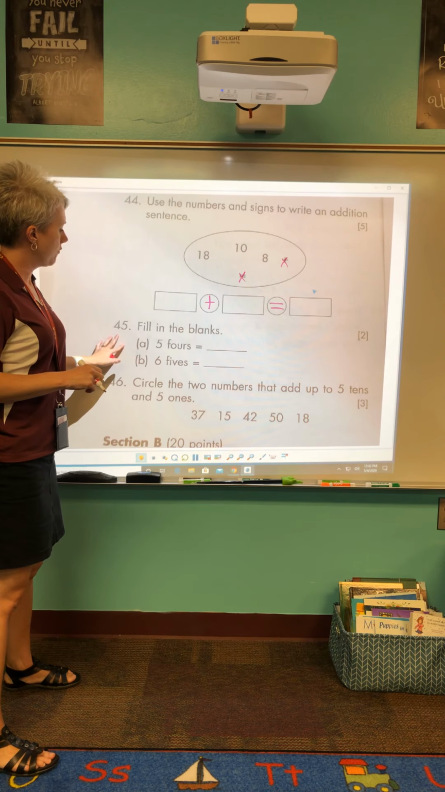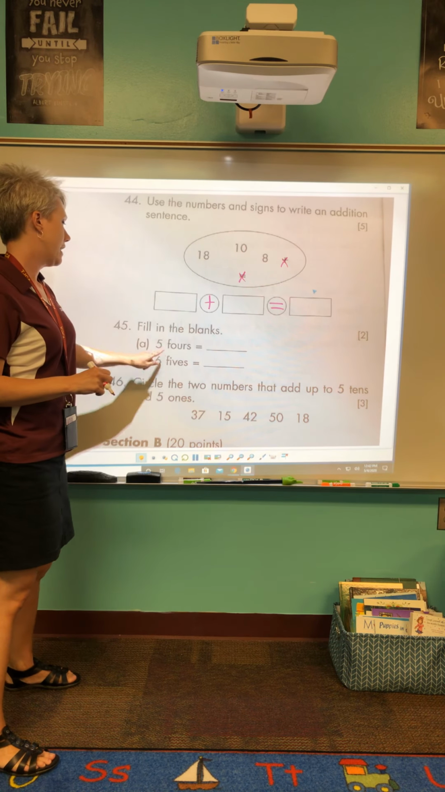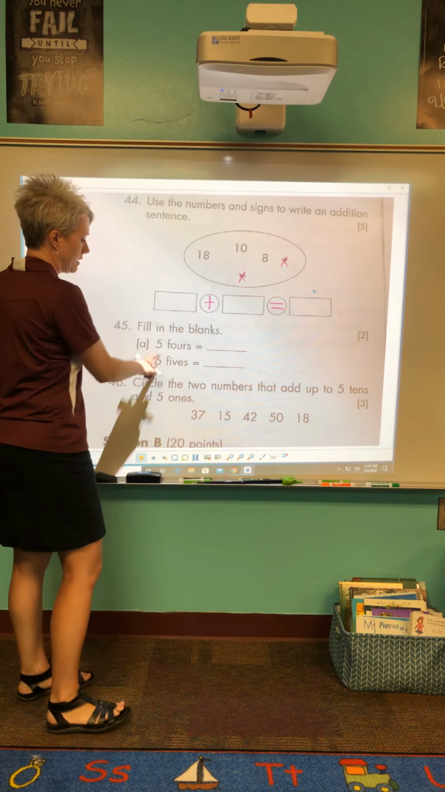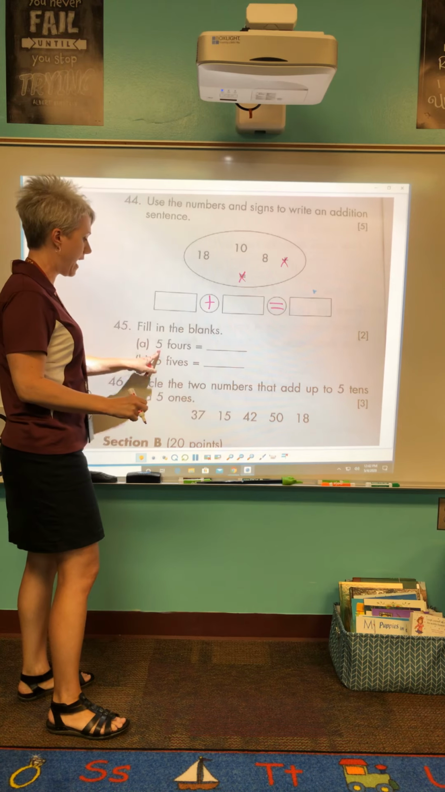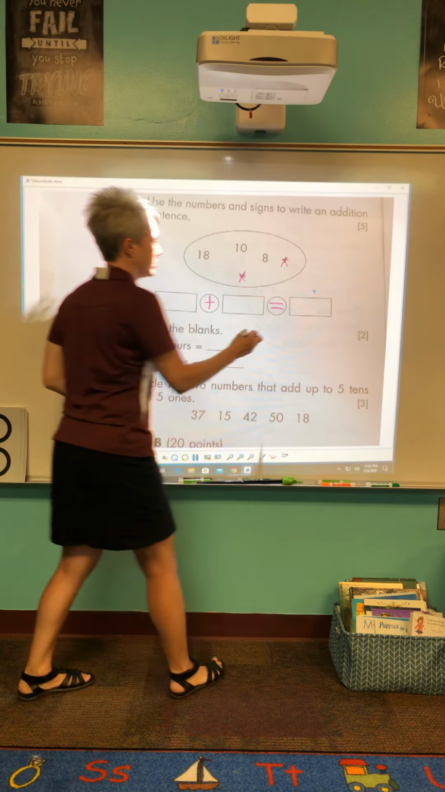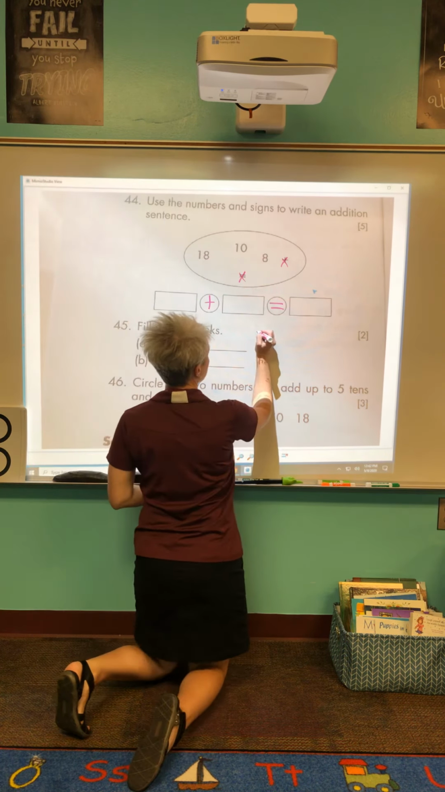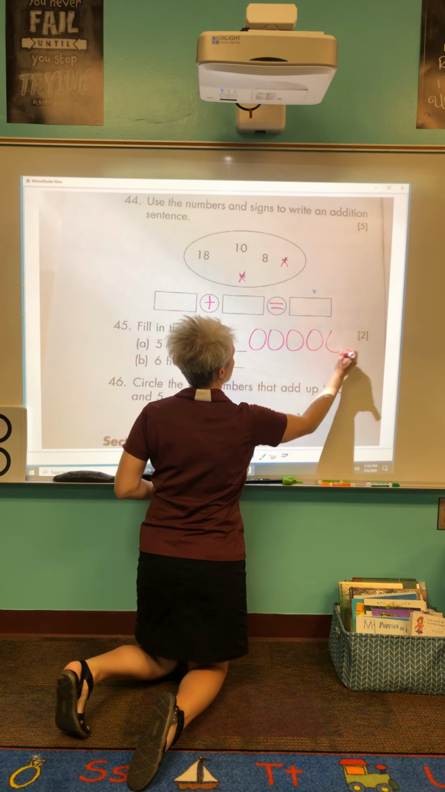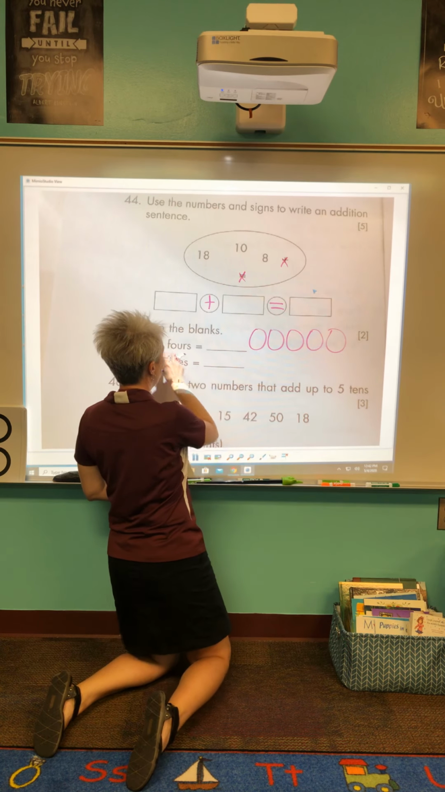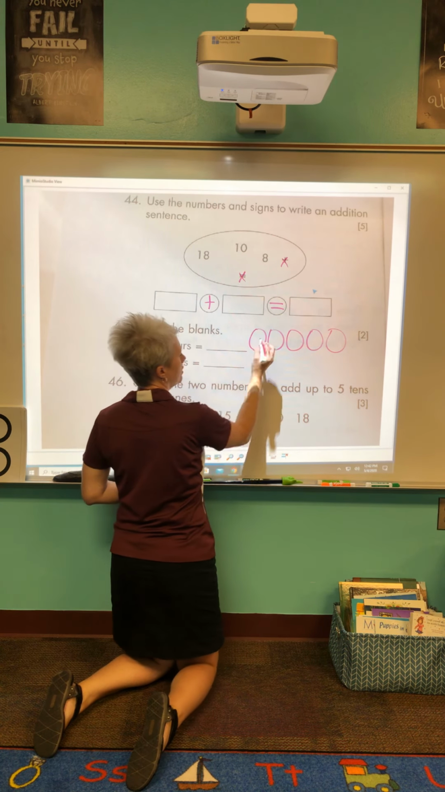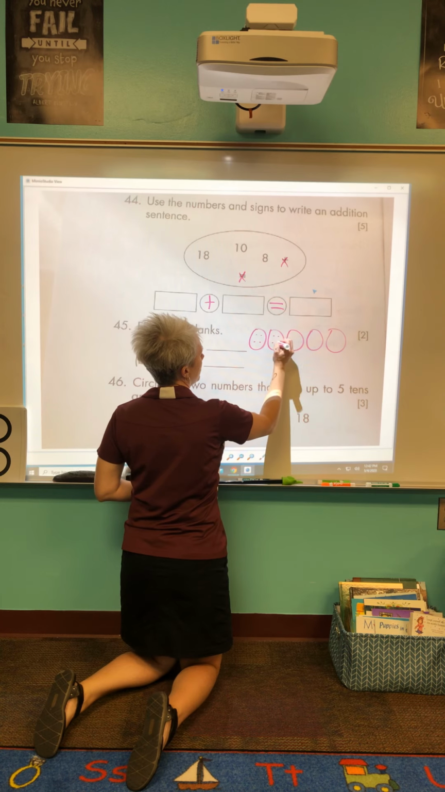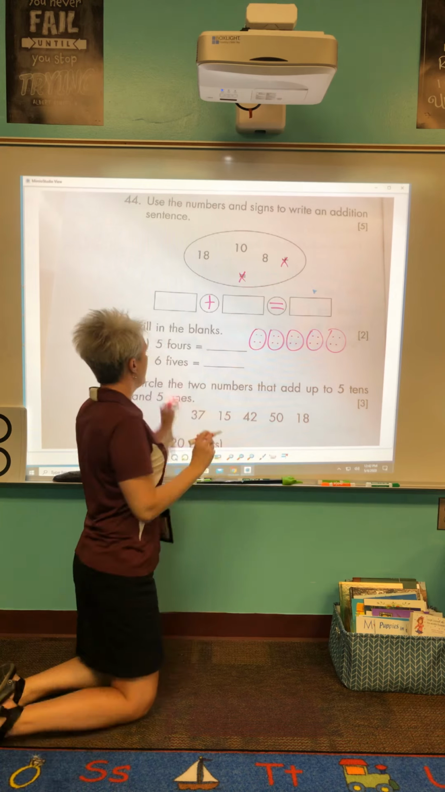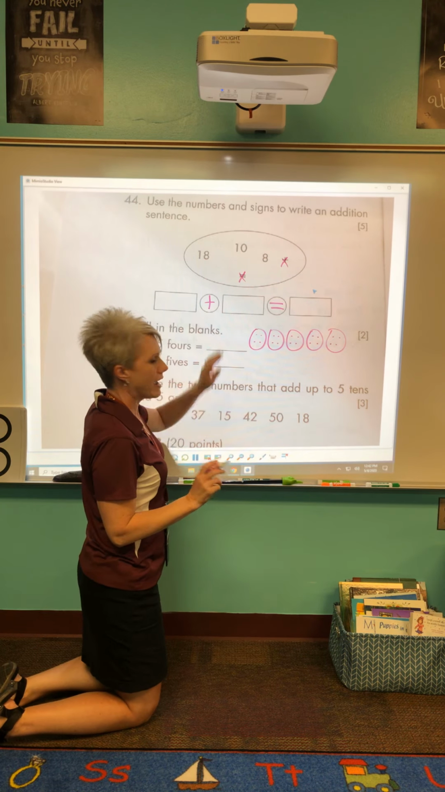Now moving on to number 45, fill in the blanks. 5 fours equals. Now remember when we did multiplication, when we saw 5 fours, we knew that meant 5 groups of 4. So I can draw my 5 groups. 1, 2, 3, 4, 5. That'll be my groups. 5 groups of 4. So each group needs 4 dots in it. Okay? 5 groups of 4 is how many all together.